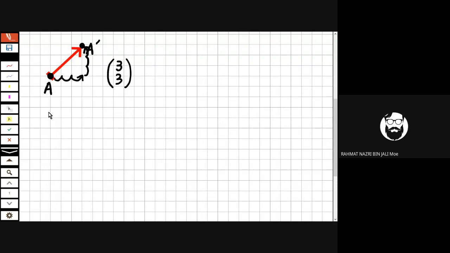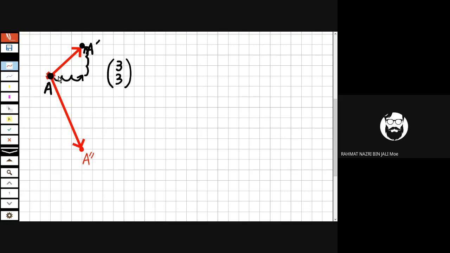Okay, kalau A ke bawah. A sekarang berada di sini pula. A yang kedua, image A yang kedua, saya buat double prime ya. Saya lukis arrow untuk vektor. Kemudian translation untuk A to the A double prime.